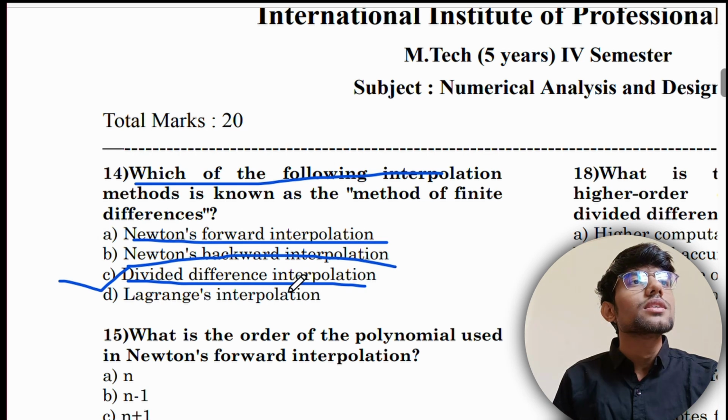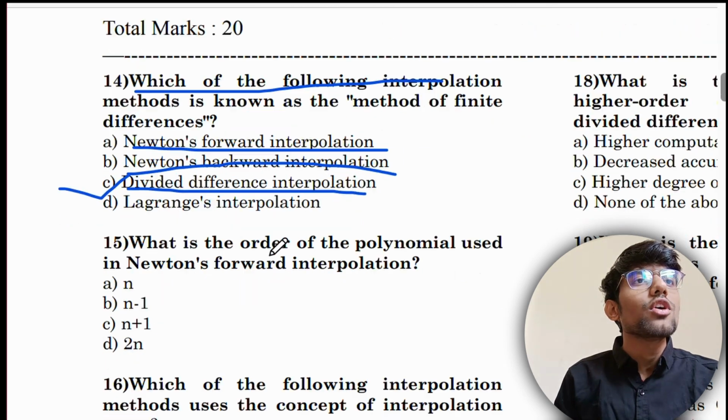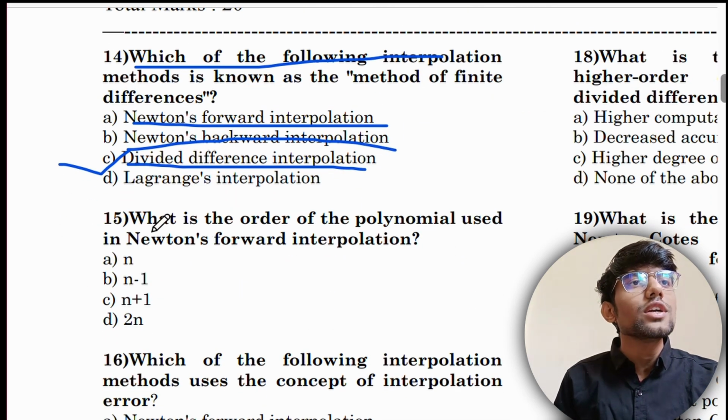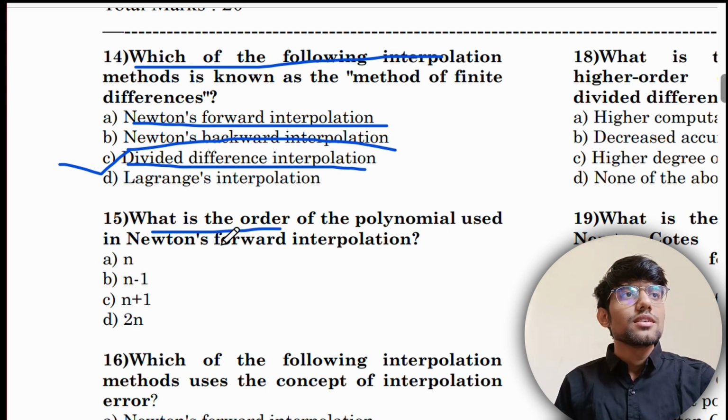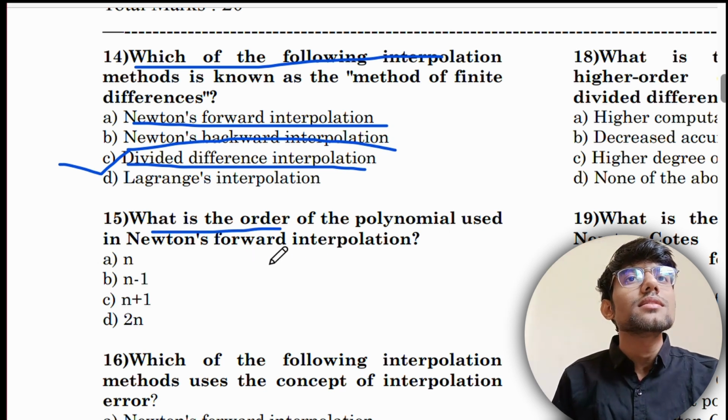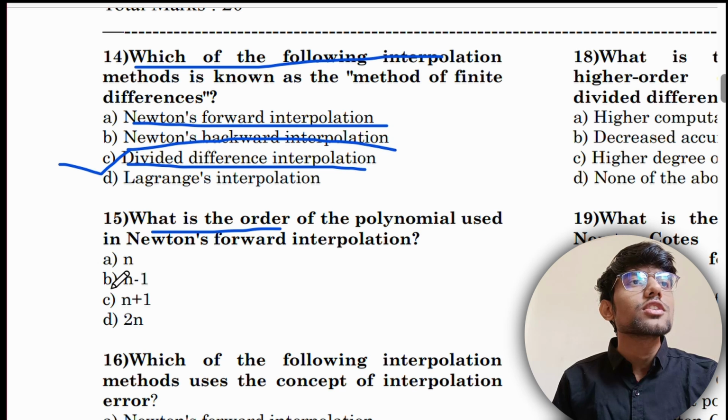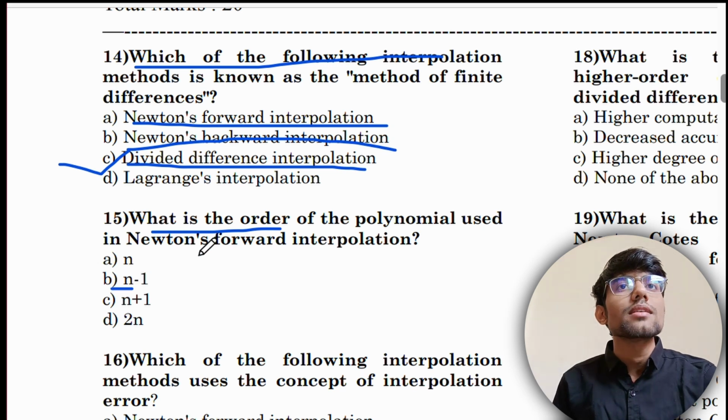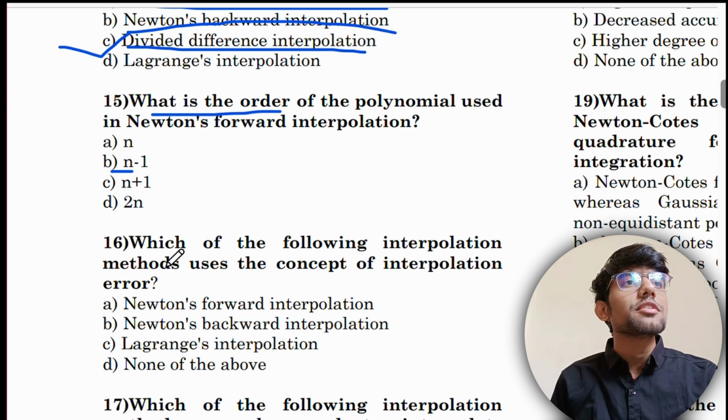Now the 15th question, what is the order of the polynomial used in Newton's forward interpolation? We have already seen it before. It's B, n minus 1. Next, which of the following interpolation methods uses the concept of interpolation error? Newton forward? No. Newton backward? No. It's Lagrange interpolation.